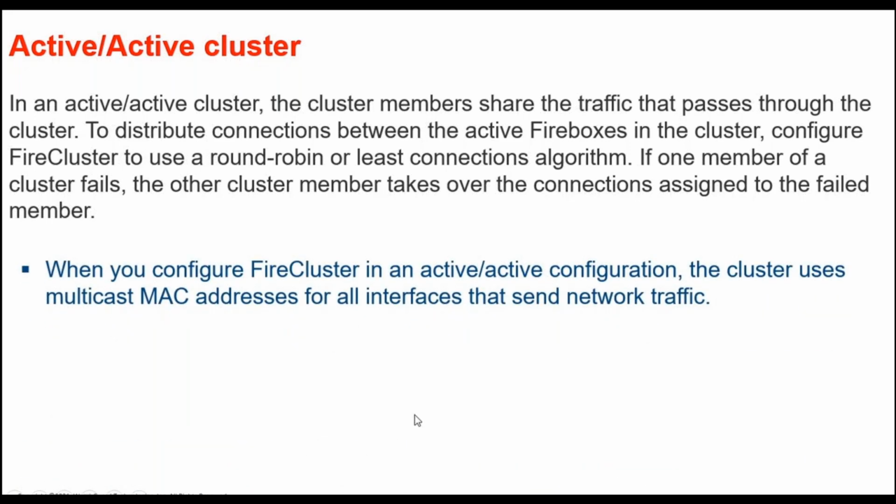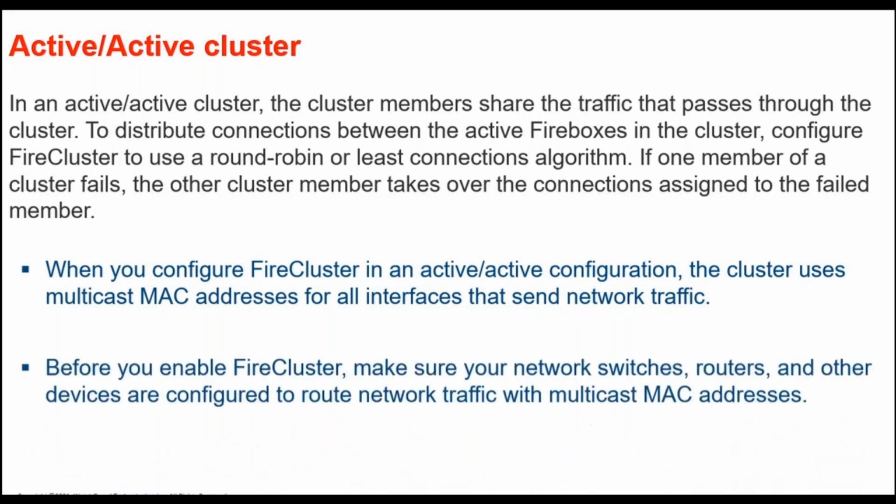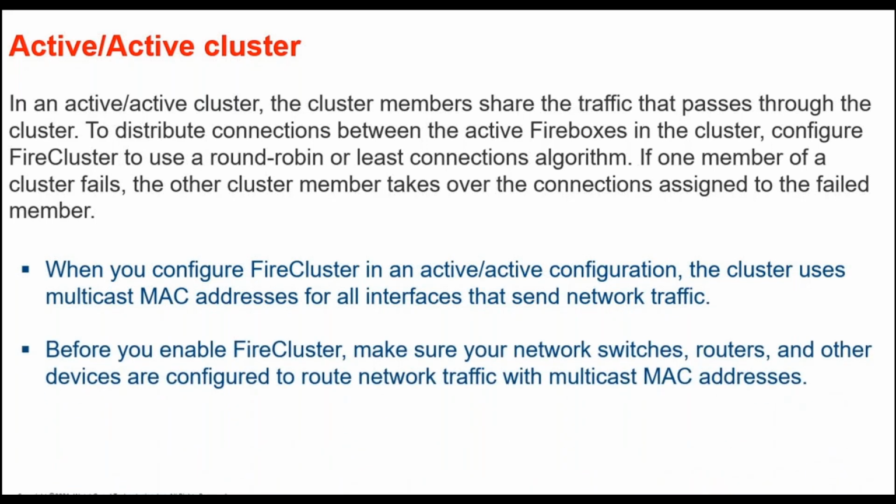So when you configure the FireCluster in active, the cluster uses a multicast MAC address for all interfaces that send network traffic. So this is a differentiator between active and active passive. Before you enable FireCluster for the active, make sure that the network switches, routers, and other devices are configured to route the network traffic with multicast MAC addresses. Usually this is going to be a layer 3 switch, so you have to upgrade that in the front and the back of the firewall. So there's an extra cost to it, and an extra step that needs to be done.